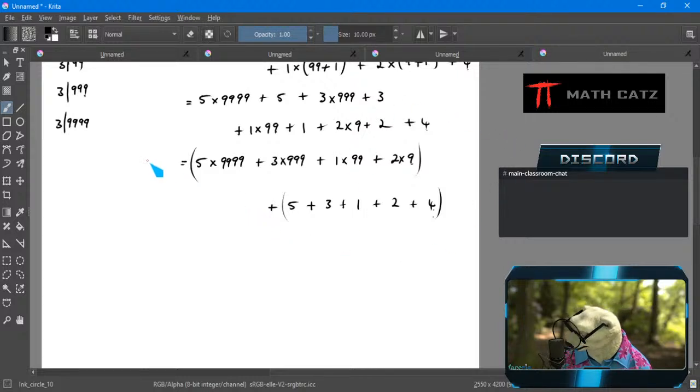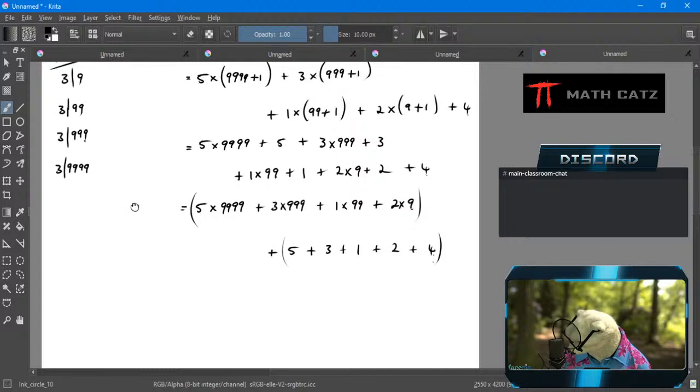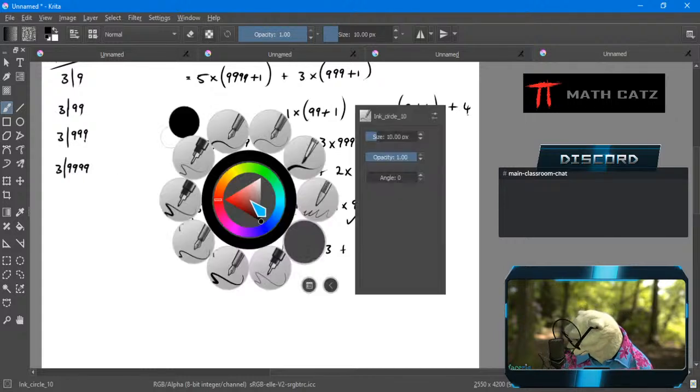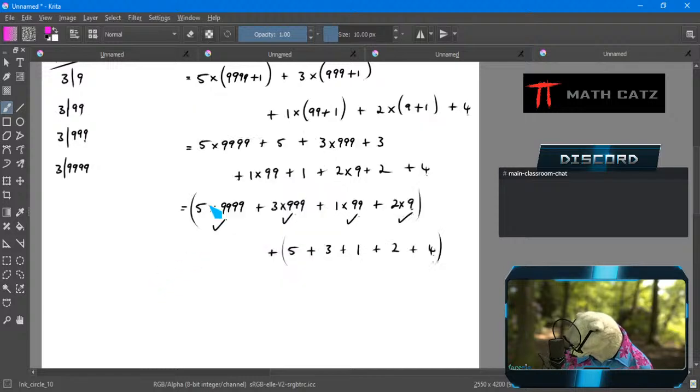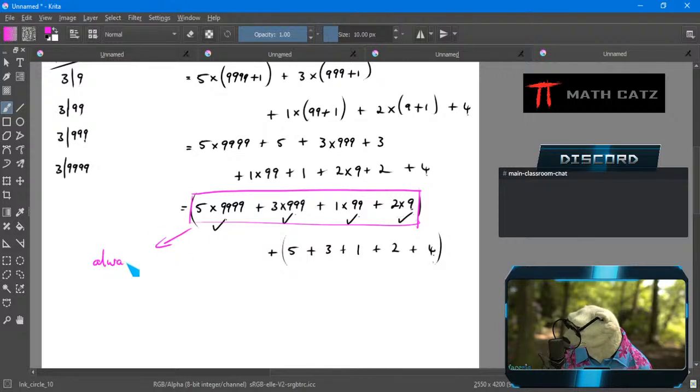So now we have this multiple property again, that if 3 divides into 9, it's going to divide into 2 times 9. If 3 divides into 99, well, 99 is there. If 3 divides into 999, it's going to divide into any multiple of 999. So let's get some color here. So my pink grouping is always going to be divisible by 3.